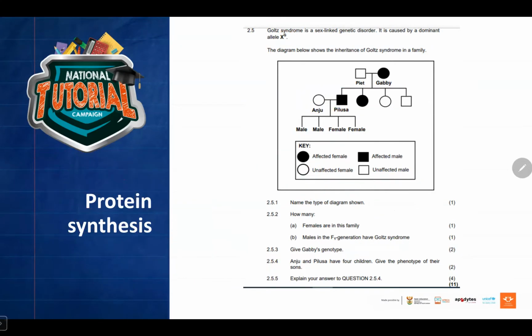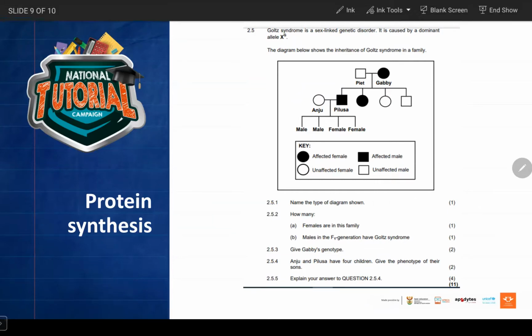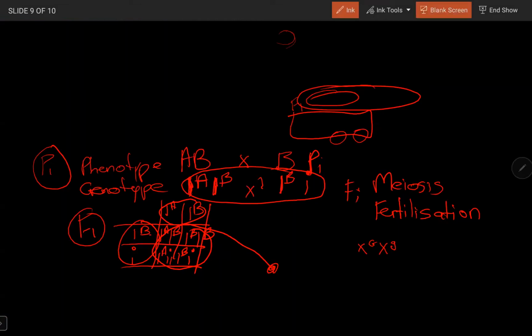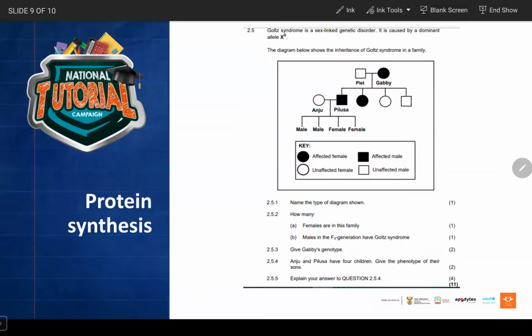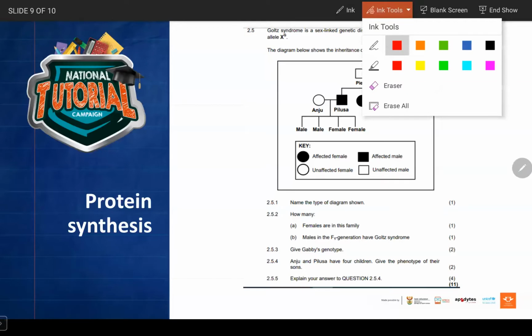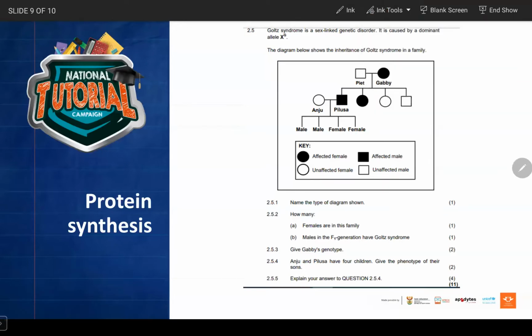Unfortunately, my silly screen is still showing the previous one. Oh, maybe I can just erase it. No, it doesn't let me. Okay, hopefully this has now helped.